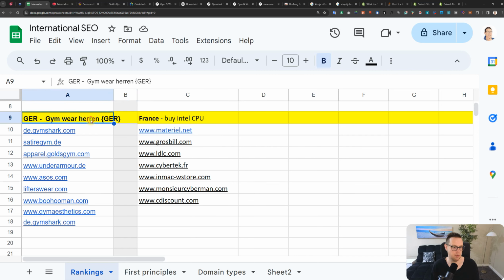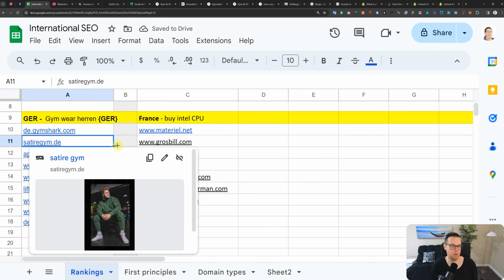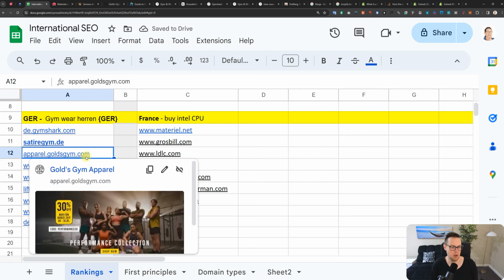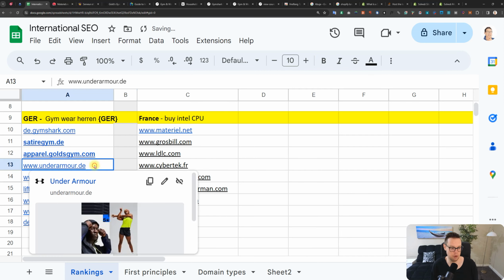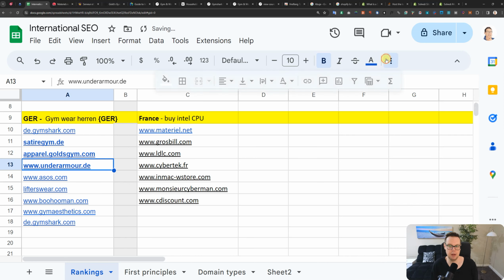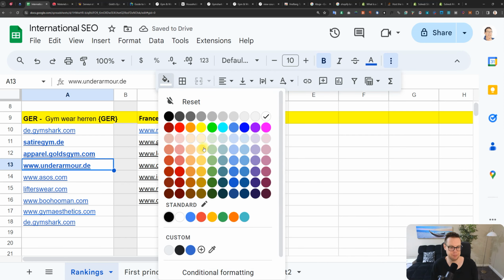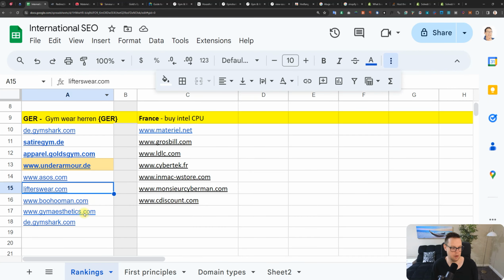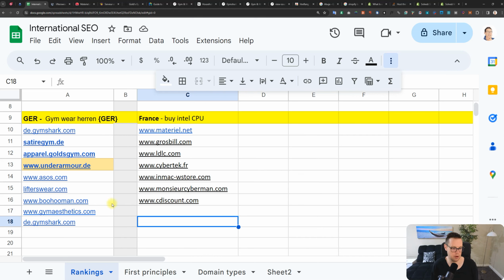In Germany, again, we've typed in gymwear for men, and we can see here that Gymshark with their subdomain is number 1, and then we can see that we've got another completely German country level domain name, another subdomain from Gold's Gym. Then Under Armour has set up their completely local German website here. ASOS is ranking with a directory in the top 5. Liftwear is ranking with a directory, and the other ones are also ranking with directories. So it's a very broad mix.